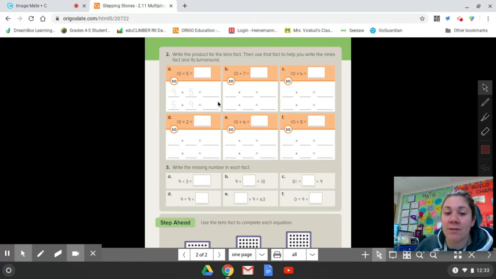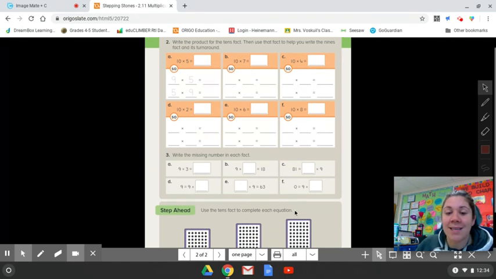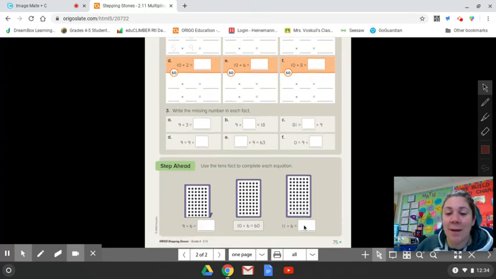Then you need to write the turnaround fact. Fill in the blanks here, remembering that an equation should be equal on both sides. So 9 times 3 should be equal to whatever number is here. But be careful, the answer can come first. It doesn't always have to come last, as in here. So this is saying 9 is equal to 9 times what? What do you need to multiply 9 by to have your answer be 9? Take your time on that and then give the step ahead a shot. Nice work.